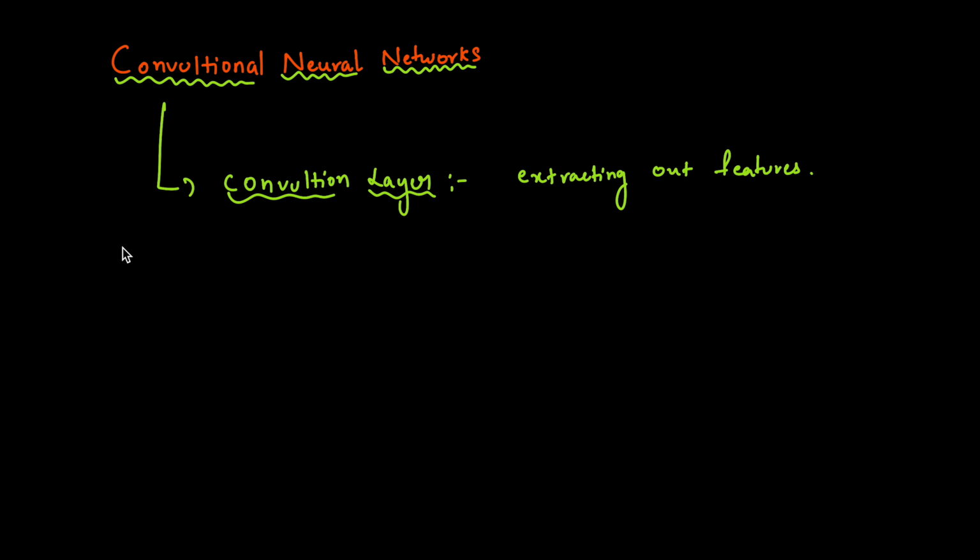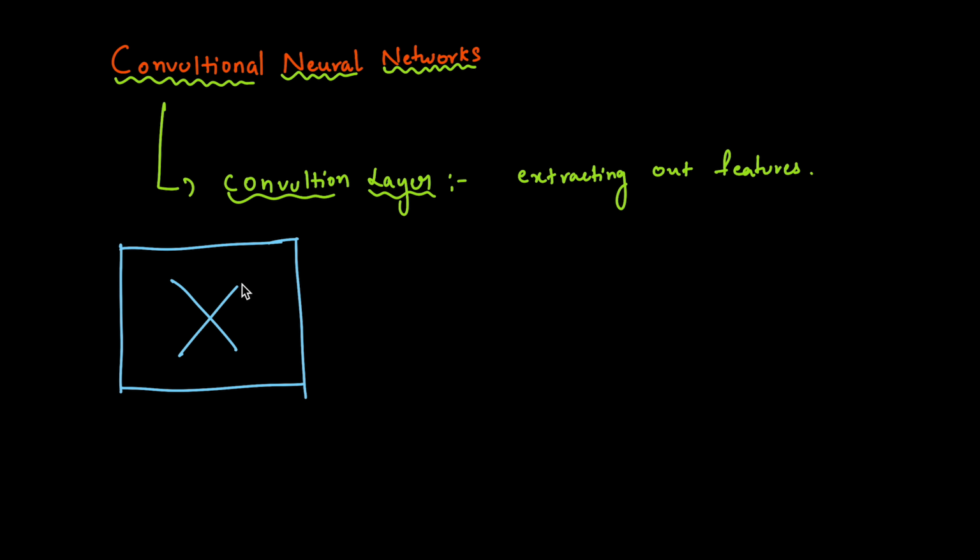In order to do that, let's try to take some simple example in which we'll be having images which contain X, and also we'll be having images which contain O. So we need to identify whether the given image is having X or O. So this is a very simple binary classification task. On this task, we need to apply CNN and finally get the output, whether it is X or O. In order to solve this, first we'll be applying this convolutional layer. And as I said, in the convolutional layer, we'll try to extract out features.